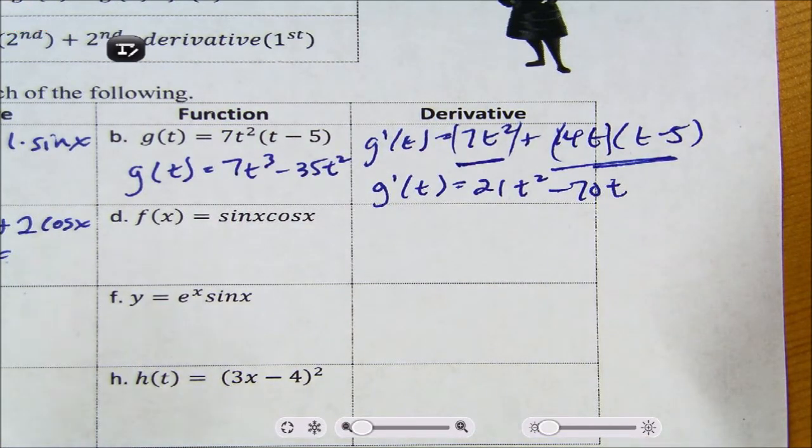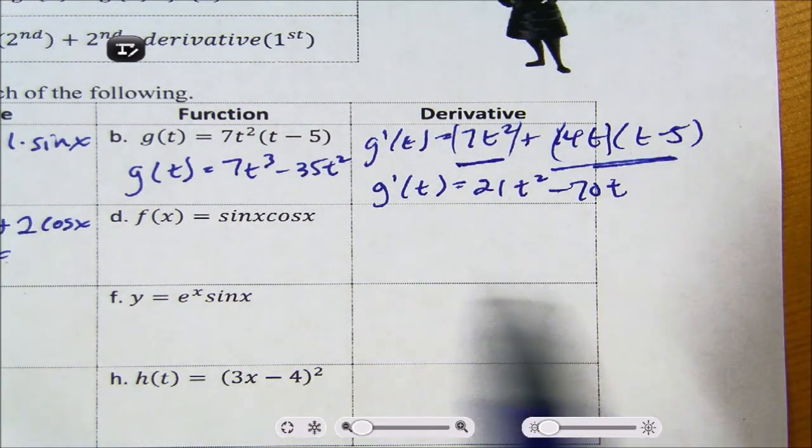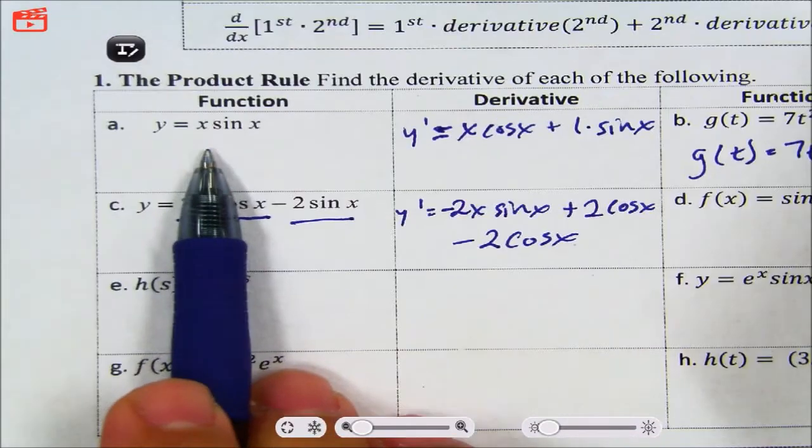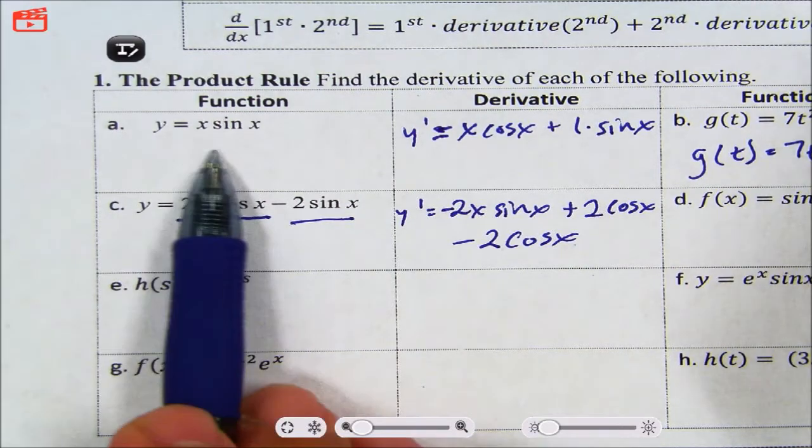Can we just do either one of those? Yes. But there are times when you don't have a choice. Like, there's no way to distribute x into sine x. You have to use the product rule.